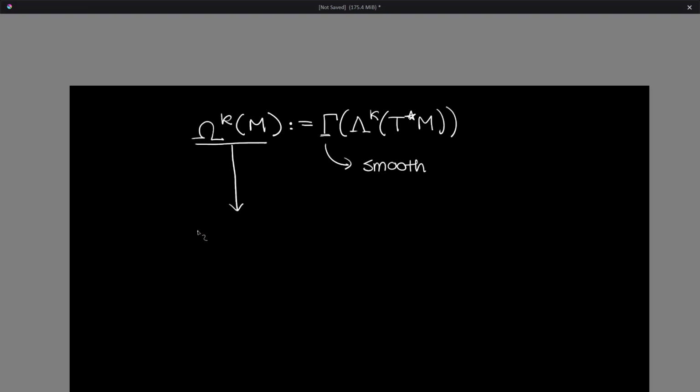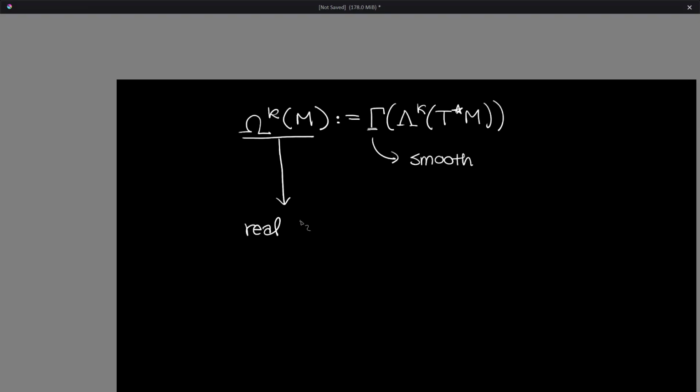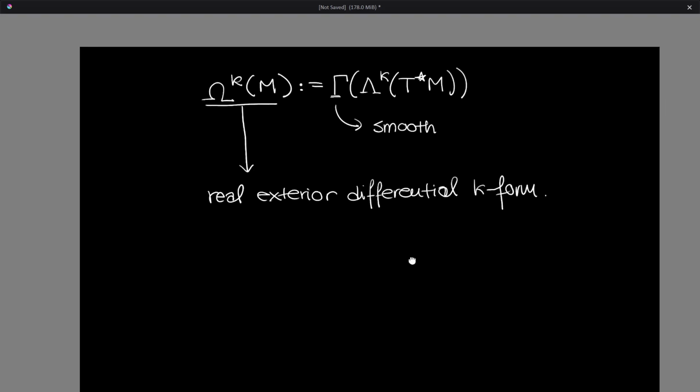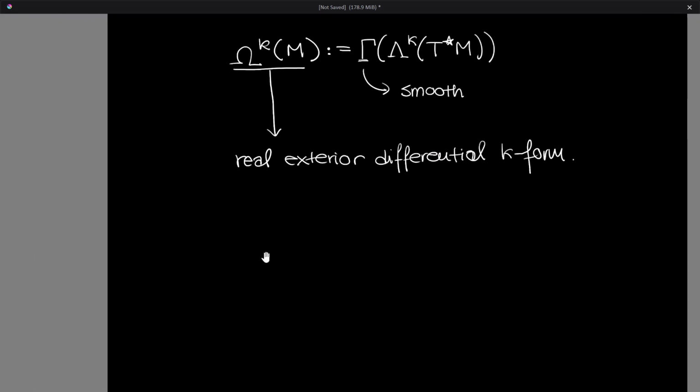But this is still real. So this is a real exterior differential K form. Now, we've gotten a bit abstract, so let's think about what we've just done so far.